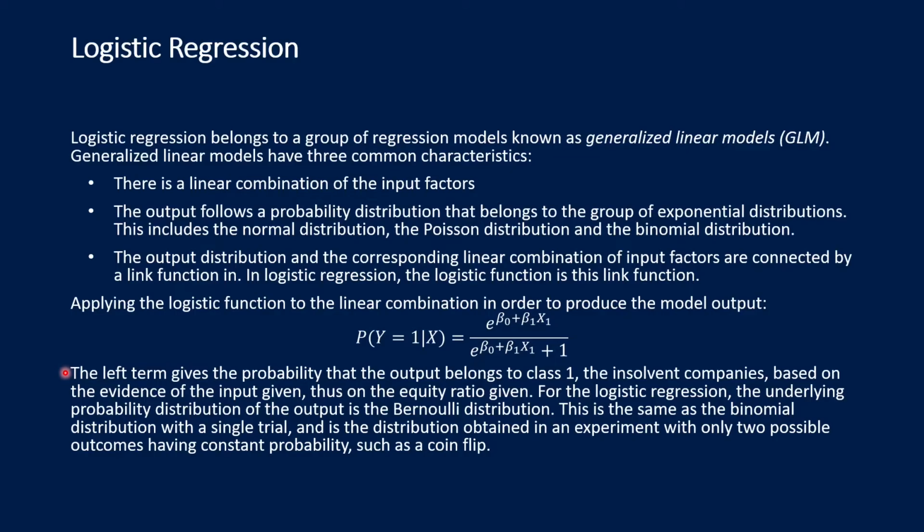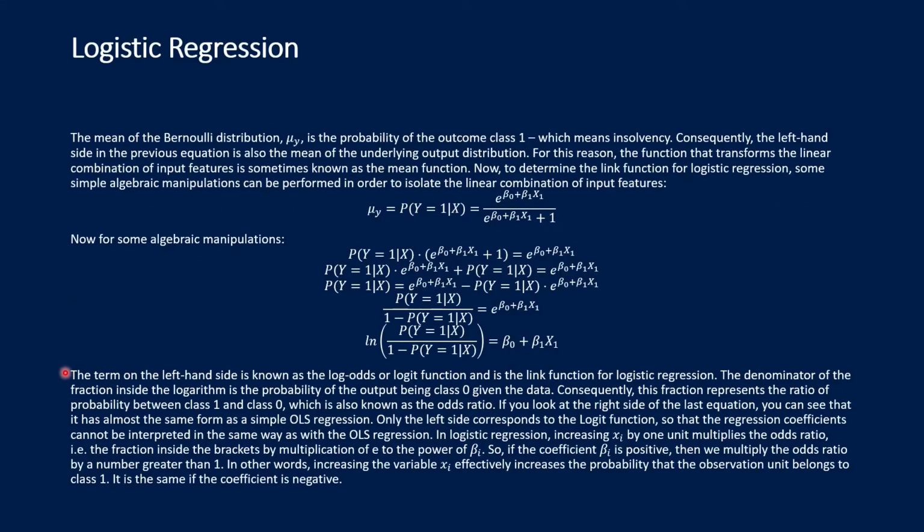For the logistic regression, the underlying probability distribution of the output is the Bernoulli distribution. This is the same as the binomial distribution with a single trial, and is the distribution obtained in an experiment with only two possible outcomes having constant probability, such as a coin flip. The mean of the Bernoulli distribution, mu epsilon, is the probability of the outcome class 1, which means insolvency. Consequently, the left-hand side in the previous equation is also the mean of the underlying output distribution. For this reason, the function that transforms the linear combination of our input features is sometimes known as the mean function.